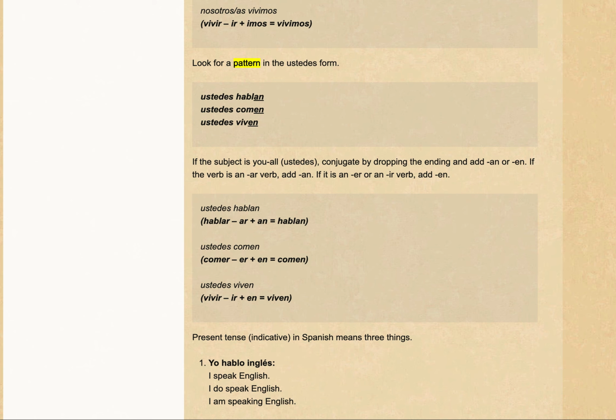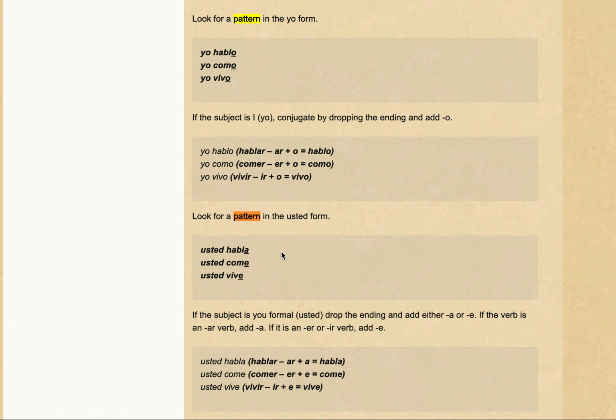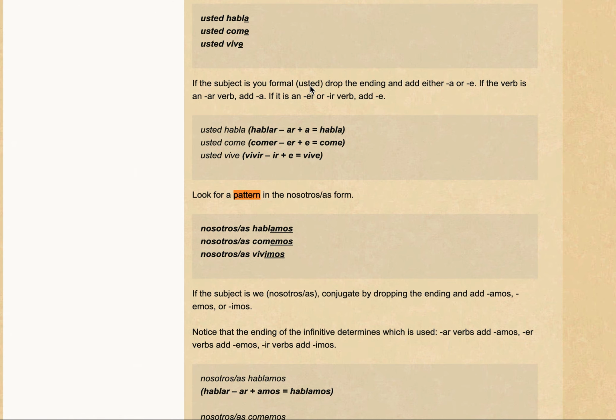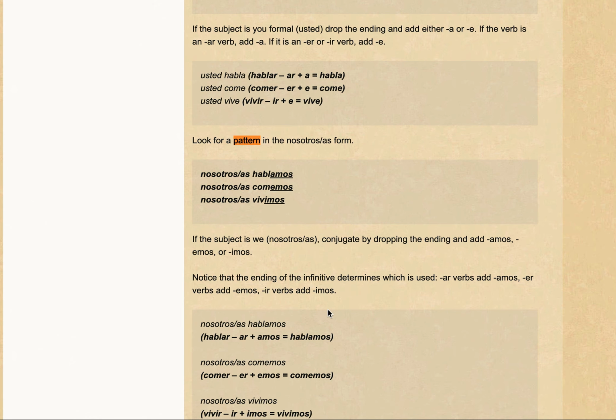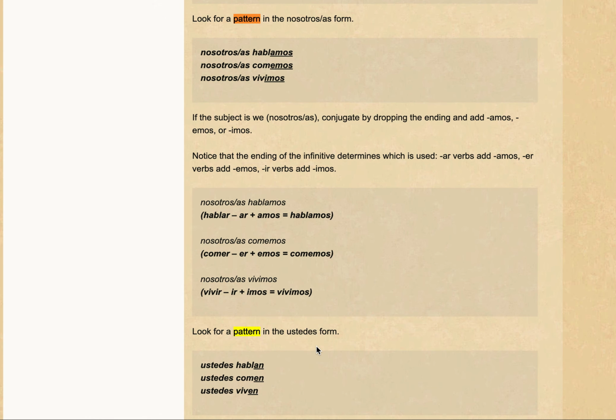So the third one is, so there's the second one, usted. So one is yo, one is usted. The third one is nosotros, right? So nosotros hablamos. Obviously you can see the trend here, that's emos, emos, emos, amos. So it's either amos or emos.